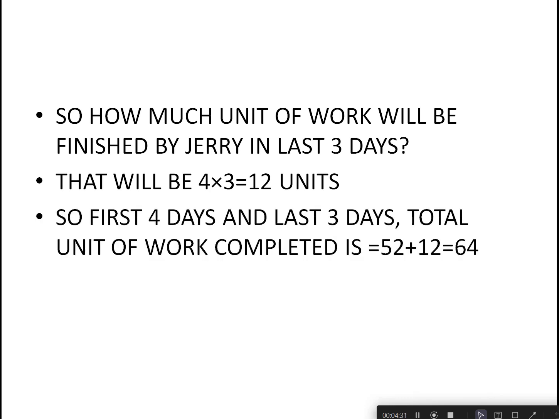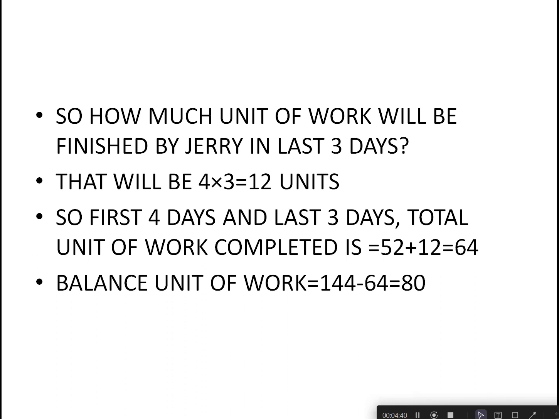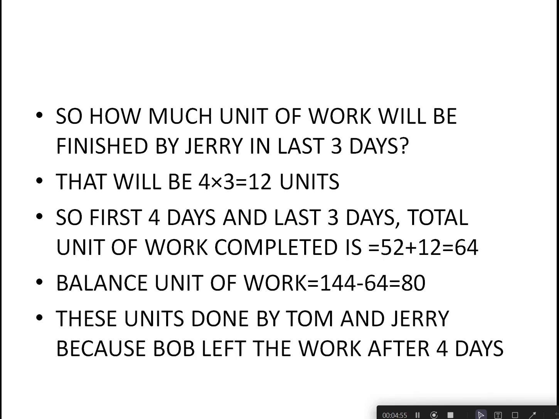So for the first 4 days and last 3 days, the total units of work completed is 52 plus 12, that is 64. How many units of work are balance to be done? The total units of work we have considered is 144 and out of that 64 are done. Now 80 units of work are to be completed. These units are to be done by Tom and Jerry because after 4 days Bob left the job.